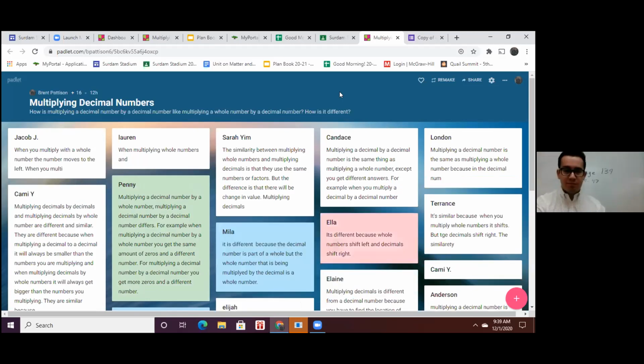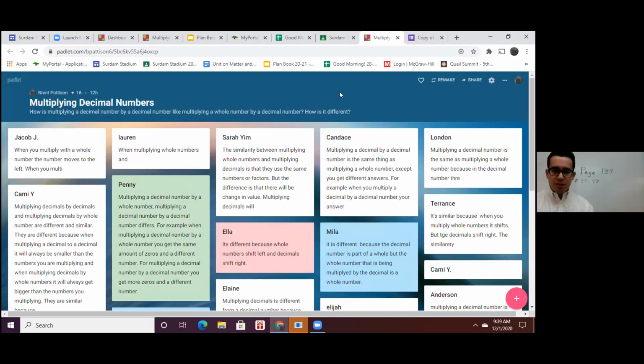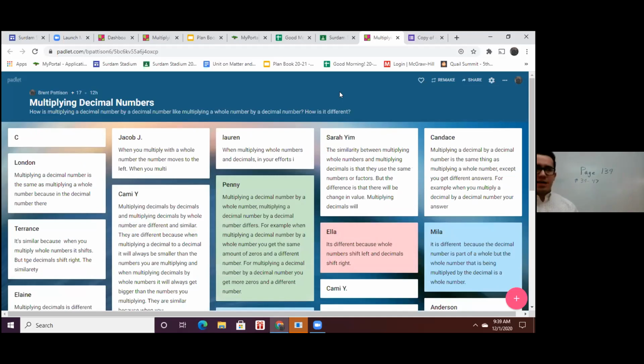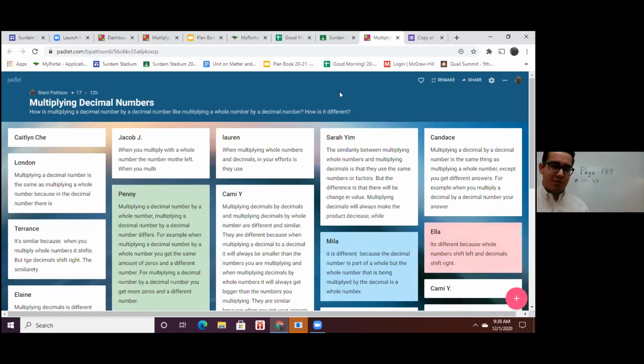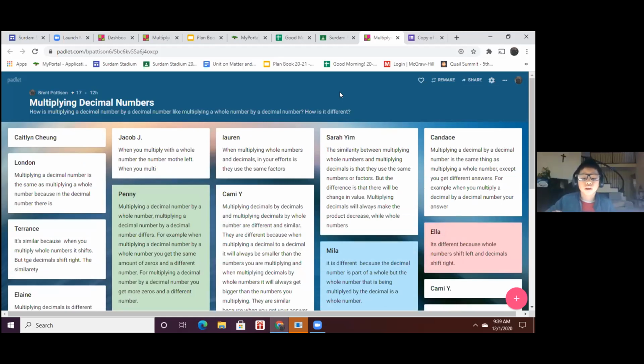You're right, yeah. Notice multiplying decimal numbers is harder than multiplying a whole number. So you're saying multiplying whole numbers by whole numbers is harder, or what was that, Anderson? Came in a little bit quiet there. Multiplying decimal numbers is harder than multiplying whole numbers.